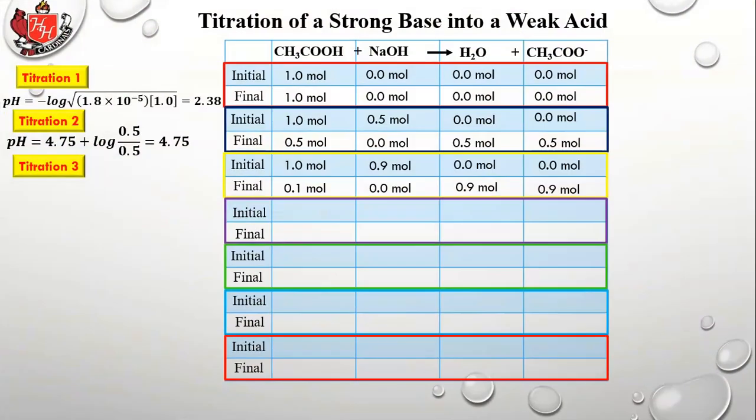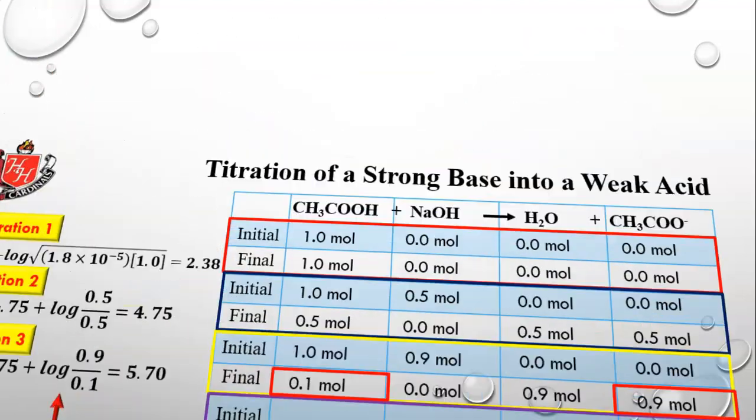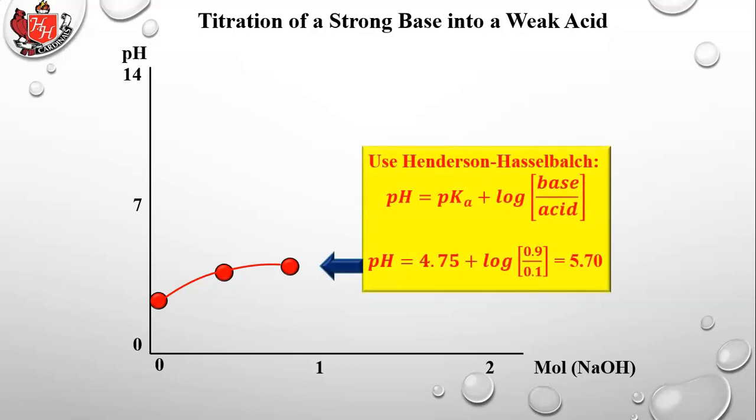Okay, now we're on to the third line. So now we still have both a weak acid and its conjugate weak base. You can see those in the red boxes. So you're still going to use Henderson-Hasselbalch. As long as you have some of both, you use Henderson-Hasselbalch. You plug it in and you get a pH of 5.70. So pH of 4.75 plus the log of 0.9 over 0.1 is going to equal 5.70. So the pH is sneaking up a little bit as you keep adding the base, because base is going to drive the pH upward.